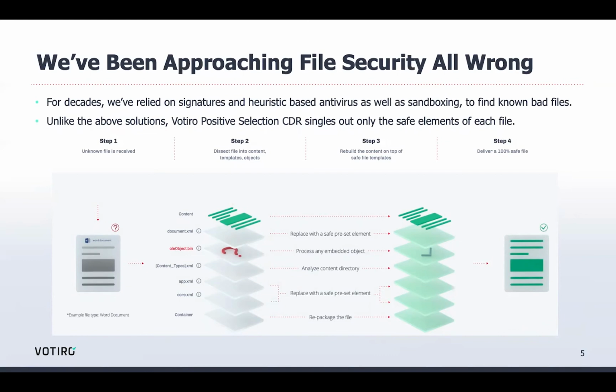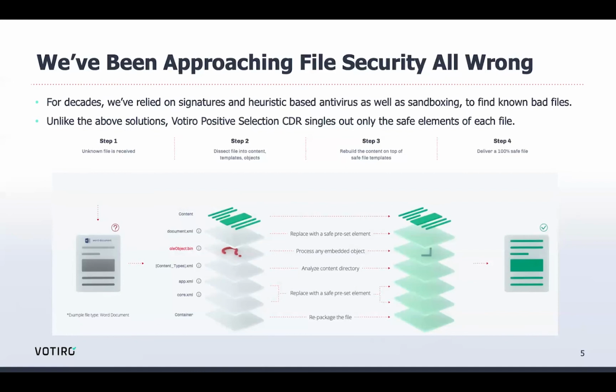So unlike the above solutions, Votiro positive selection, CDR, we single out the safe elements of each file. All we're doing is making sure that all of the elements of the file are good, and we leave behind anything that's not good. So if we look at step one below, we bring in a file. Step two is we make sure the true type is correct. If it says it's a Word document, we make sure that it actually is a Word document. After that, we look at all of the elements. After that, we create a new clean template, and we start to move each of the components of that file over to a clean new template.